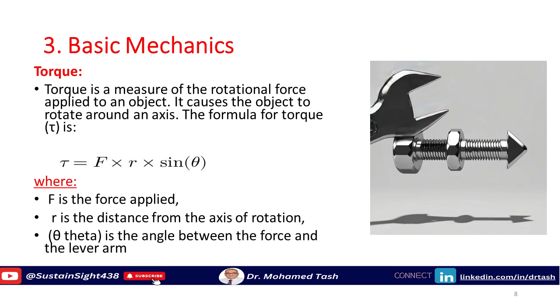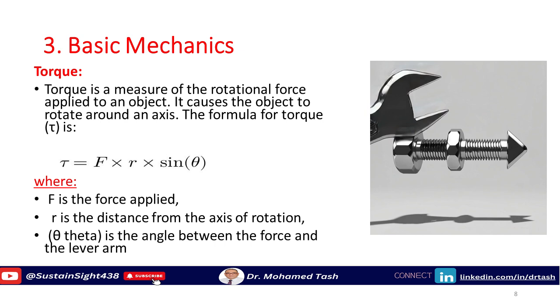This distance is often referred to as the lever arm. Think about it as the wrench again. Applying force further down the handle makes it easier to turn the bolt. Theta is the angle between the force vector and the lever arm vector. The torque is maximum when the force is applied perpendicular to the lever arm at a 90-degree angle, where sin 90 degrees is equal to 1. If you push directly along the lever arm at 0 or 180 degrees, you won't get any rotation.